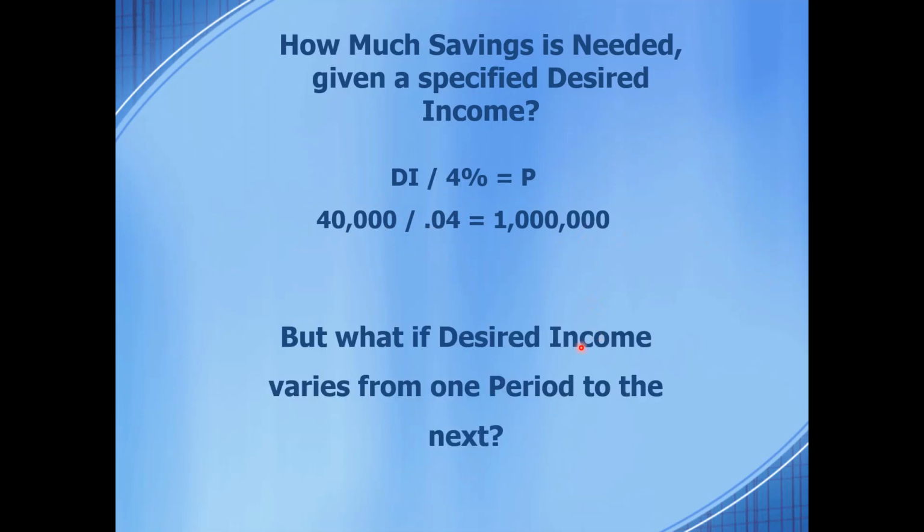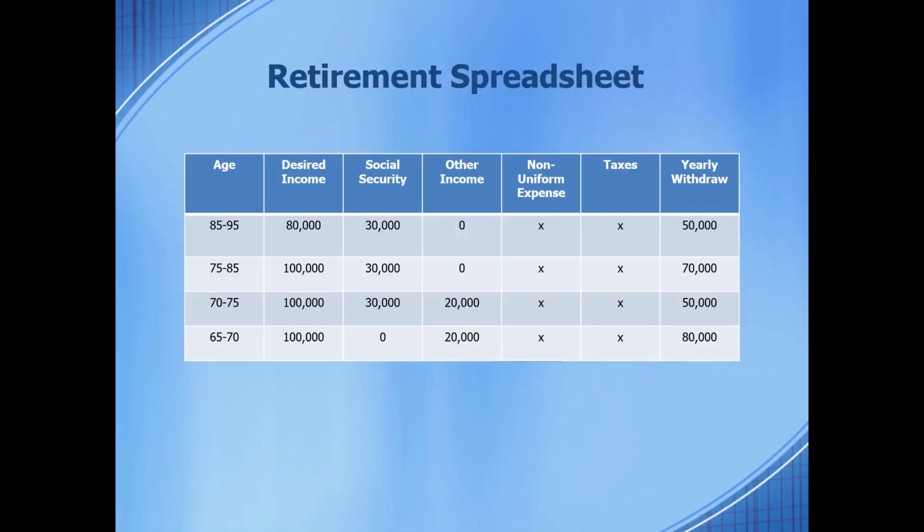However, what if your desired income varies from one year to the next or one period to the next? In this spreadsheet, we have an individual that requires roughly $100,000 a year in income up until age 85, and then at that point in time, they anticipate their income requirements to go down to $80,000 a year because their discretionary spending may go down at that time. Social Security is going to be delayed until age 70, so no Social Security is drawn out up until that point. They also anticipate bringing in some part-time income of $20,000 a year up until age 75.